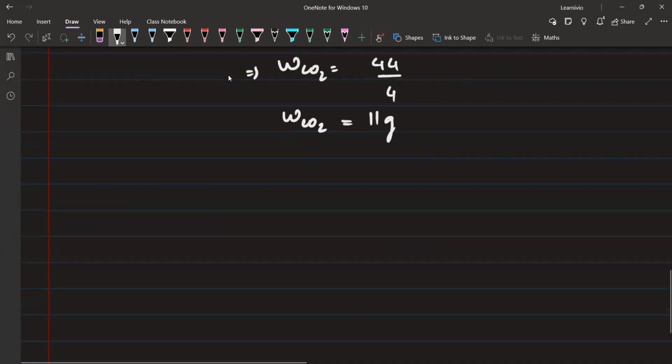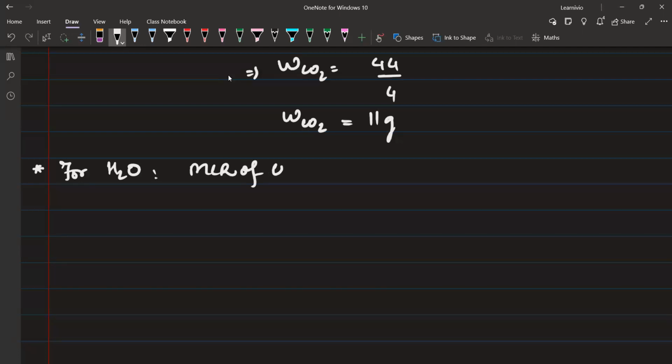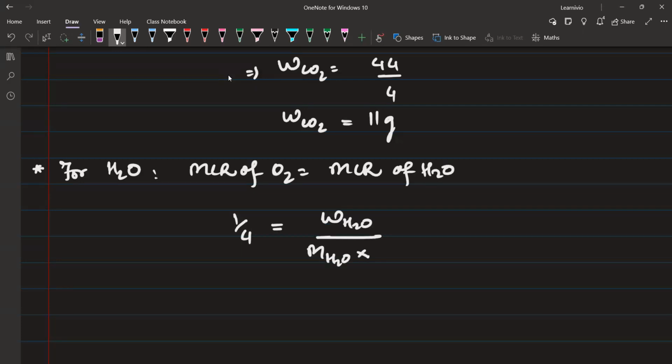Yes or no? Please tell me. Yes, sir. Similarly, for H2O, what are we going to do? Same thing. MCR of O2 is equal to MCR of H2O. MCR of O2 is 1 by 4, which is equal to MCR of H2O. Mass of H2O divided by the molar mass of H2O multiplied by the stoichiometric coefficient, which was 2 in this case. So we get mass of H2O equal to molar mass of H2O, 18, into 2 divided by 4, which is 9 grams.